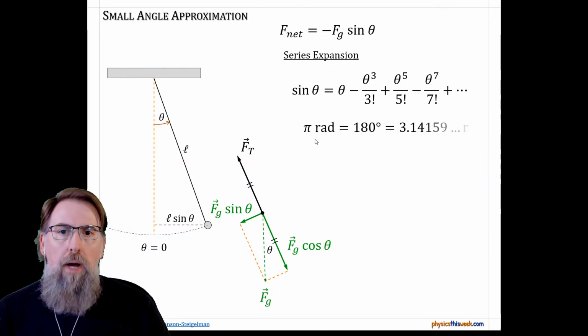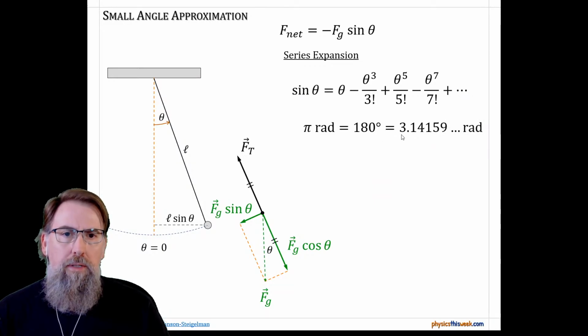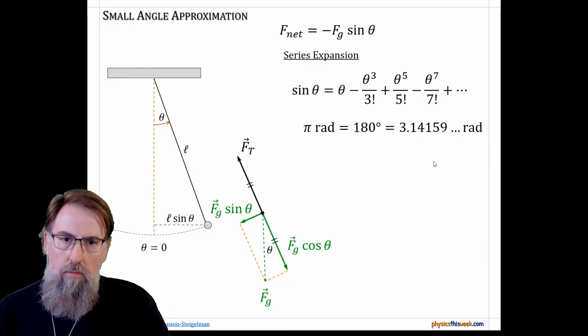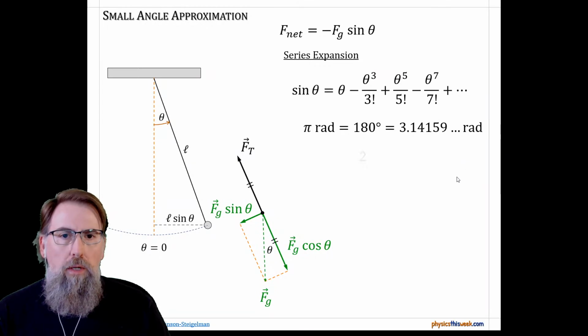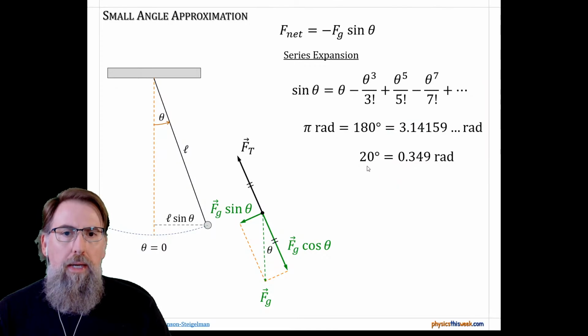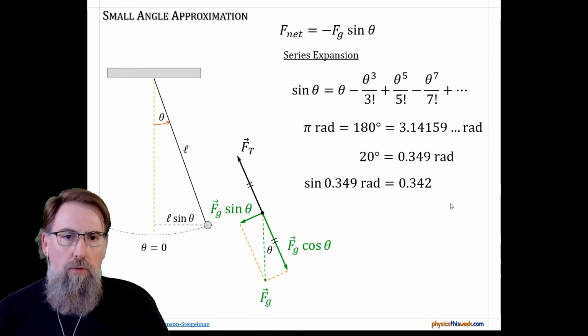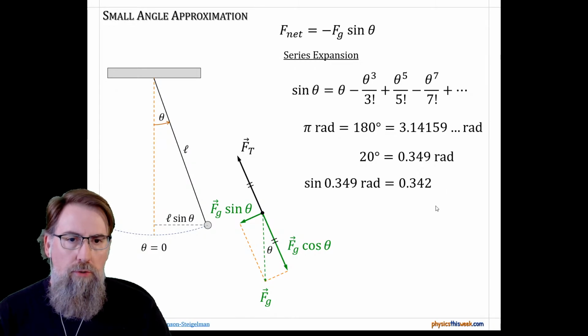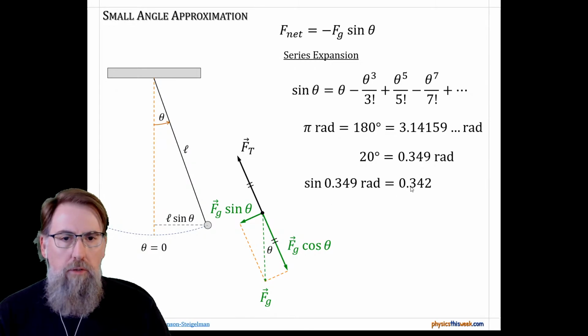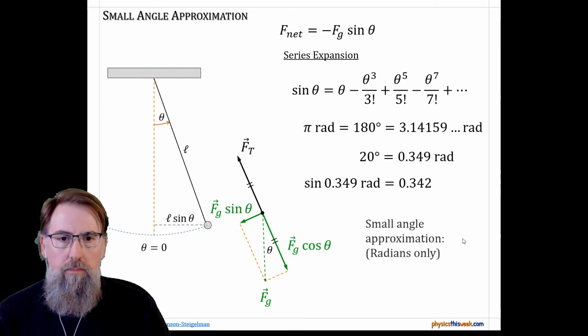Now, pi radians is 180 degrees or 3.14159 radians. We're going to look at small angles less than 20 degrees usually. And if I do that conversion, 20 degrees is about 0.349 radians. And if I take the sine of that, notice that 0.349 radians, take the sine, is equal to 0.342 with no units, of course, because the sine function gives you something that is unitless.